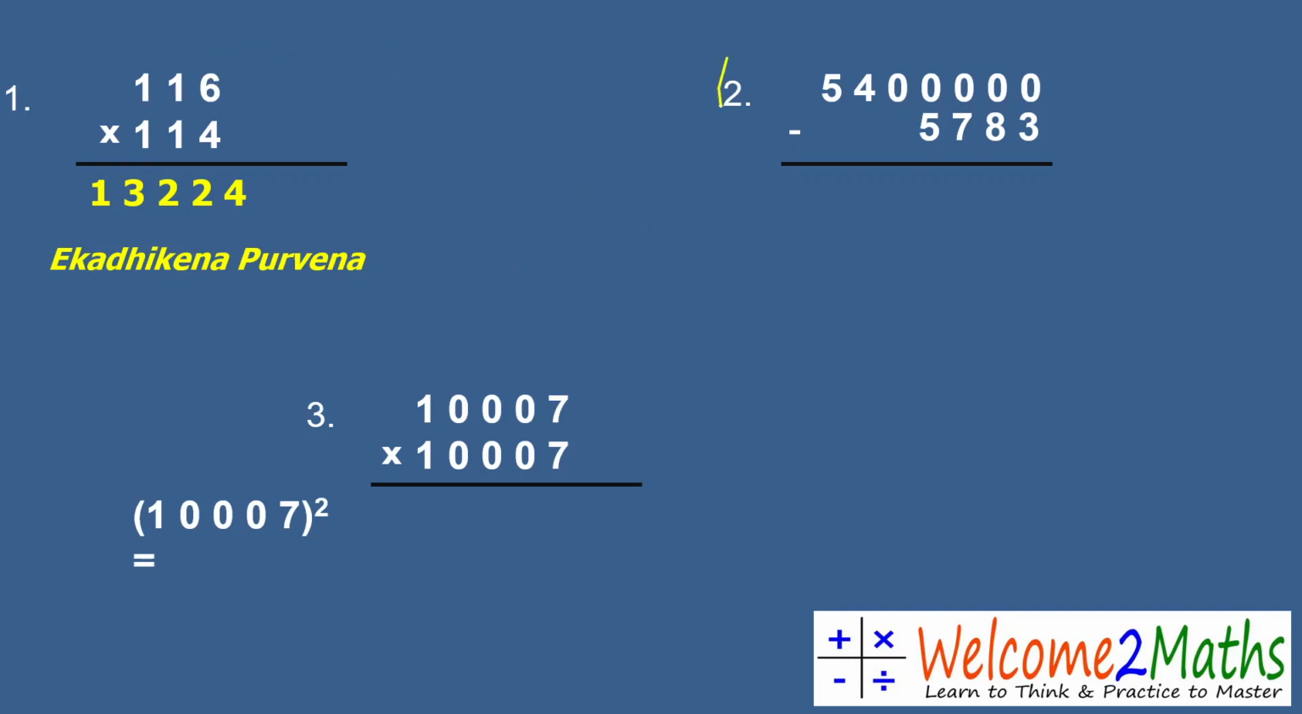Let's solve the next one. Question number 2, here we have a subtraction. We'll subtract 5,783 from 54 lakhs. Such a big subtraction. Here we'll solve the subtraction also within a few seconds. So let's solve this subtraction.